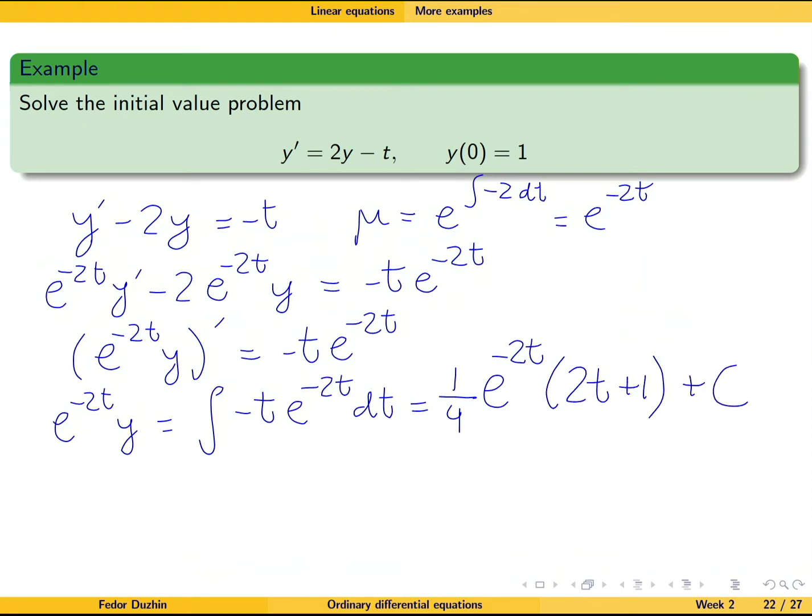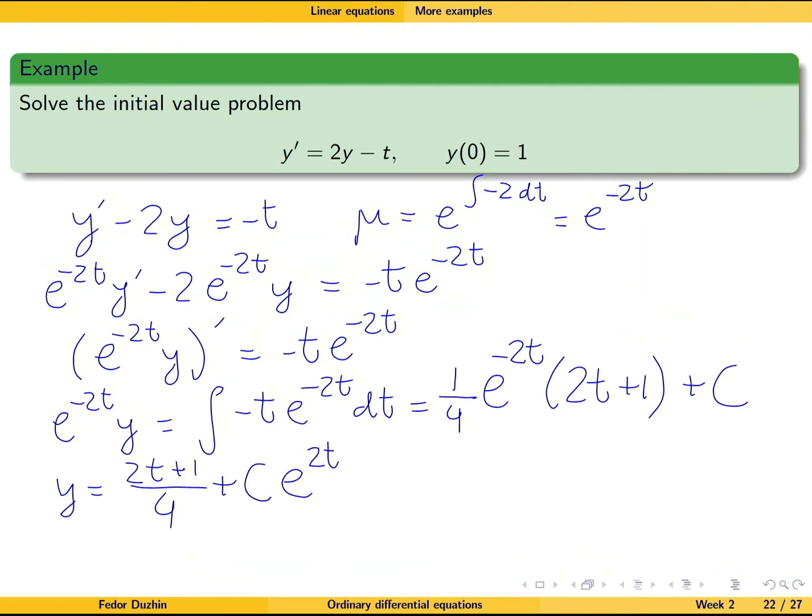Now, recall that when we did separable differential equations, we would find the value of the constant right away. With linear differential equations, it doesn't matter, so we can do it later. So we can solve for y first. Y equals, multiplied by e to the minus 2t, we get 2t plus 1 over 4 plus c e to the 2t.